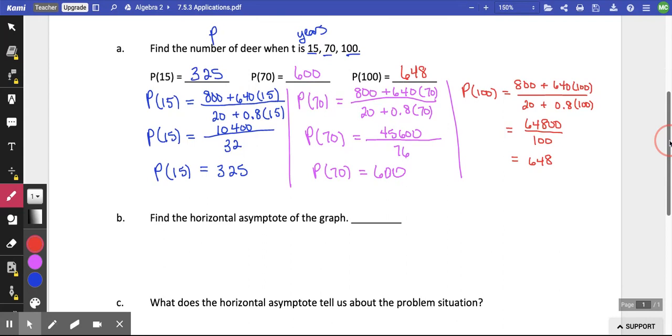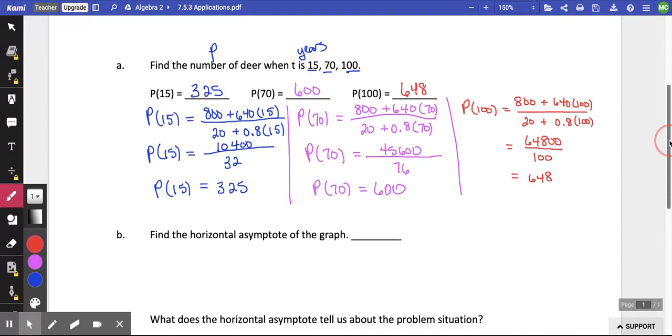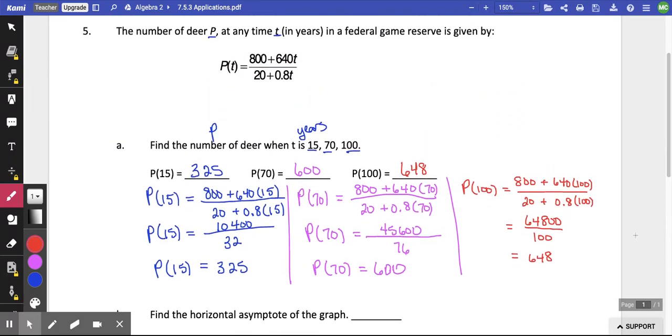All right, so moving on. Next, they asked me to find the horizontal asymptote of the graph. To find horizontal asymptotes, you have to remember the rules again. So we would need to go back up and look at the function a little bit. We need to determine the degree of the numerator and the denominator. In this one, the independent variable is t, so I'm looking at the largest power of t. Both of them have a 1, so they have the same degree in the numerator and the denominator.